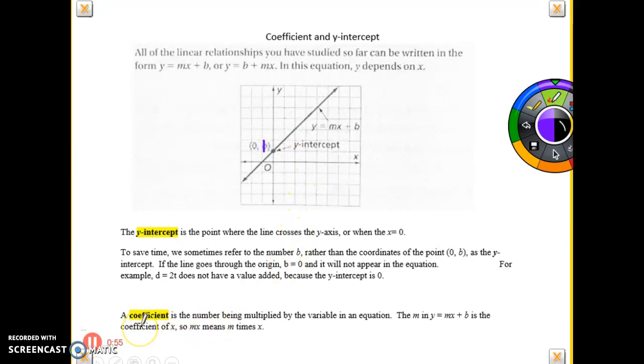The coefficient is the number that's multiplied by the independent variable in the equation. So that's the m in y equals mx plus b. We refer to that as the constant rate of change, but another name is coefficient.